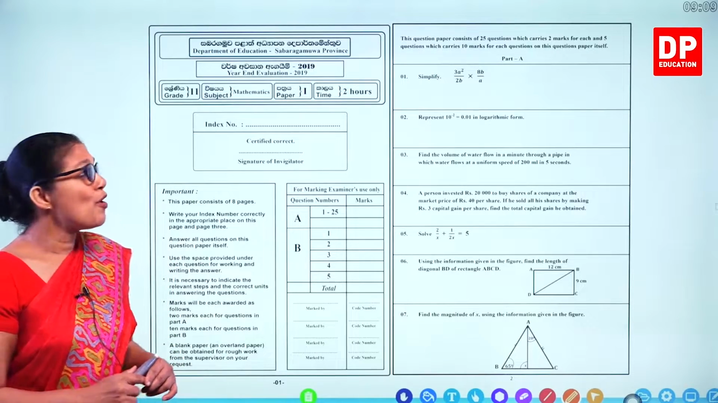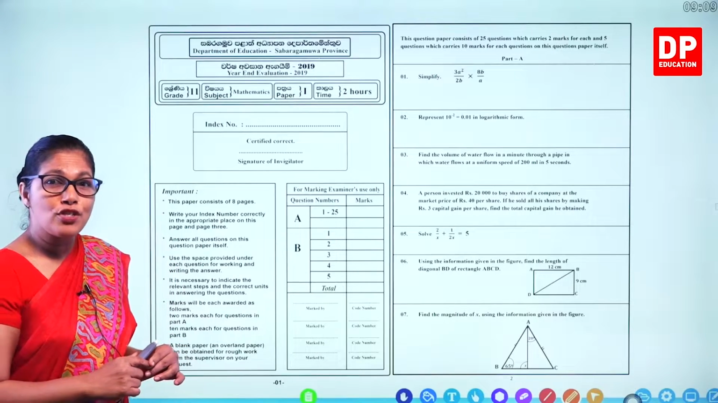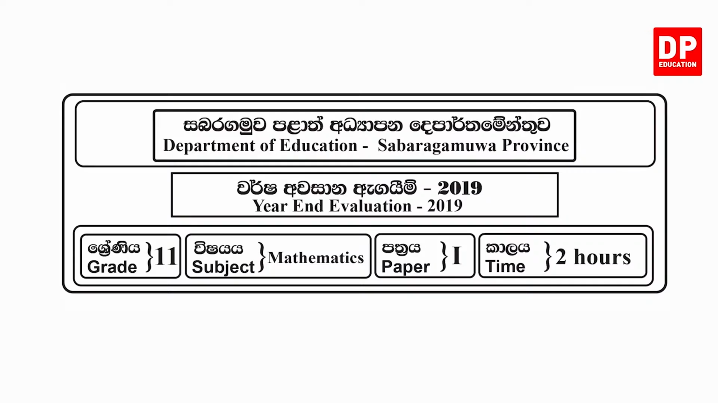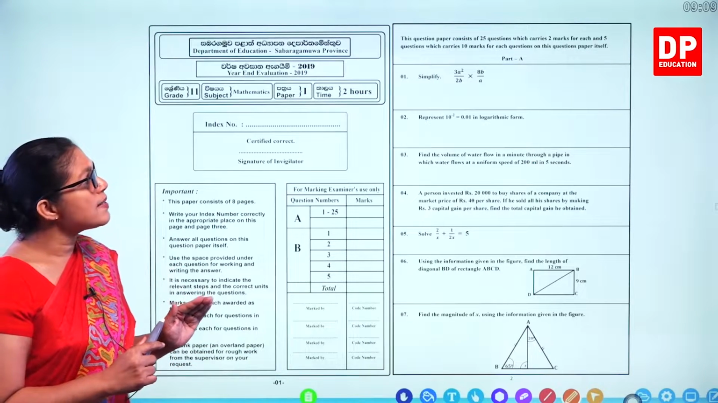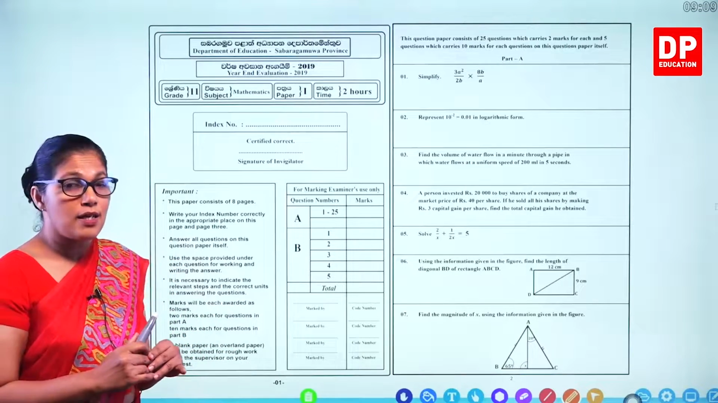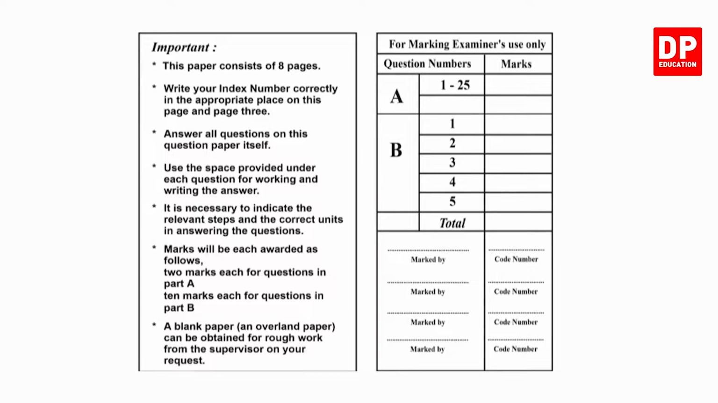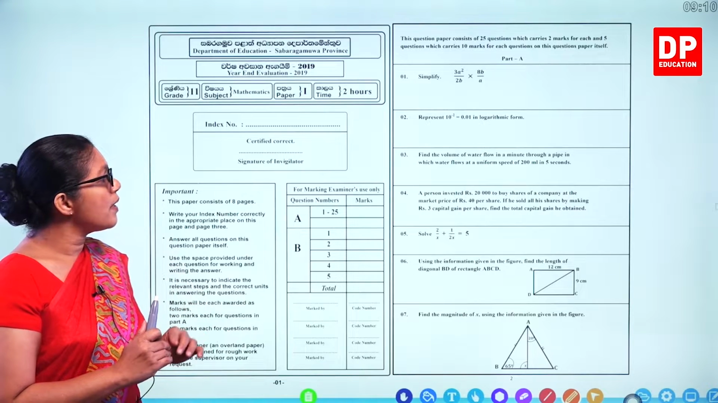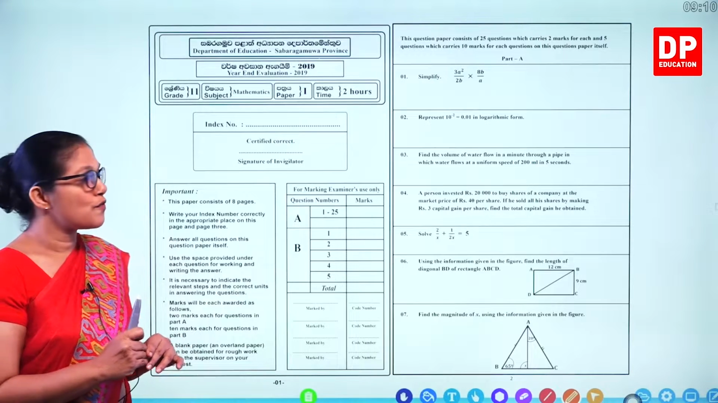Hello students, today I am going to do the Year-End Evaluation 2019 Grade 11 paper, that's Department of Education, Sabaragamuwa Province. So this is paper 1, you get 2 hours. You already know there are 2 parts in this paper, part A and part B. So part A you get 25 short questions and each question worth 2 marks. And what about part B? You get 5 long questions and you get each 10 marks for that.